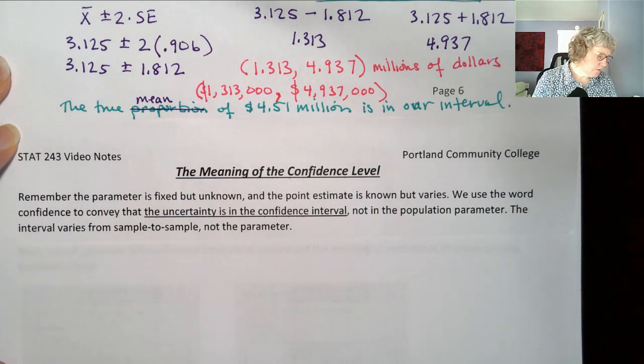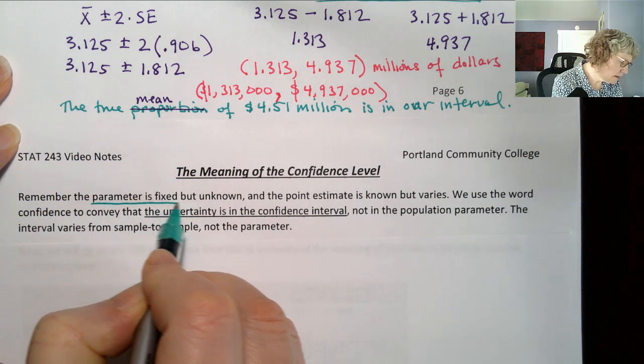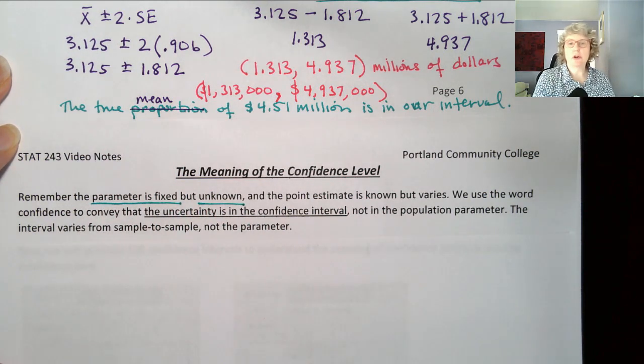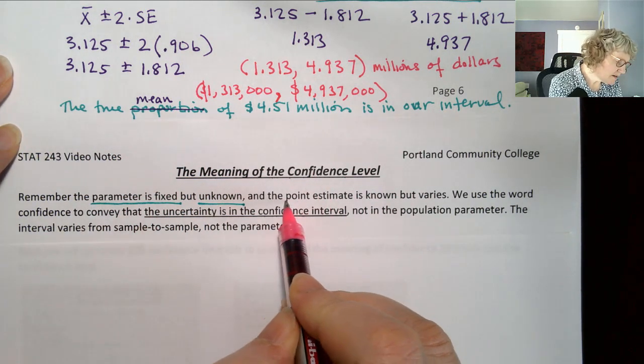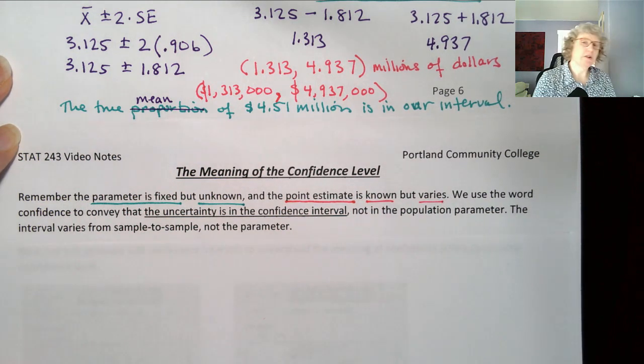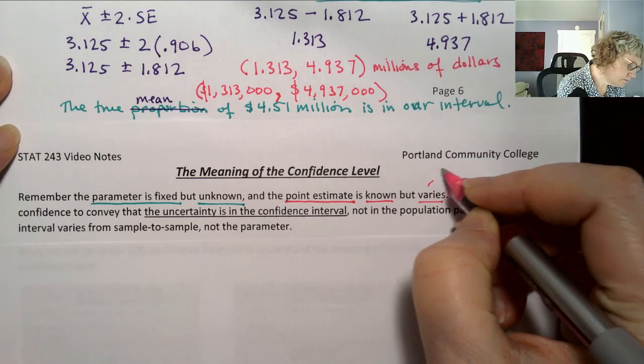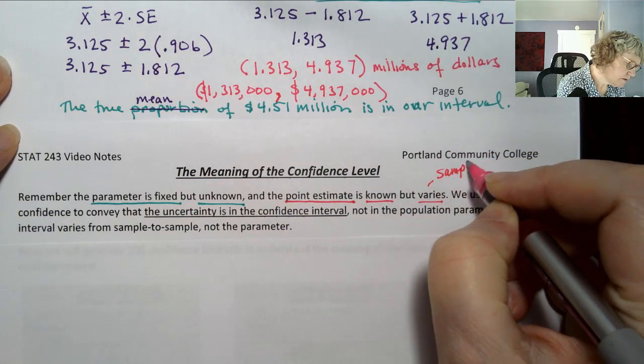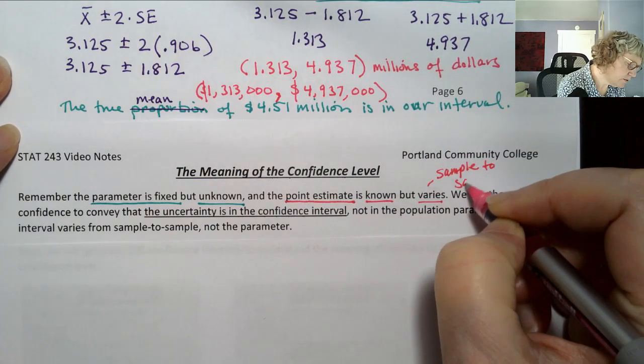So I want to remind you of a couple things. Remember, the parameter is fixed, but unknown. We don't know it. That's why we're doing statistics in the first place. And by comparison, the point estimate, that's our statistic, is known, but it varies. And that varies from sample to sample with just regular sample to sample variation. So this varies sample to sample.